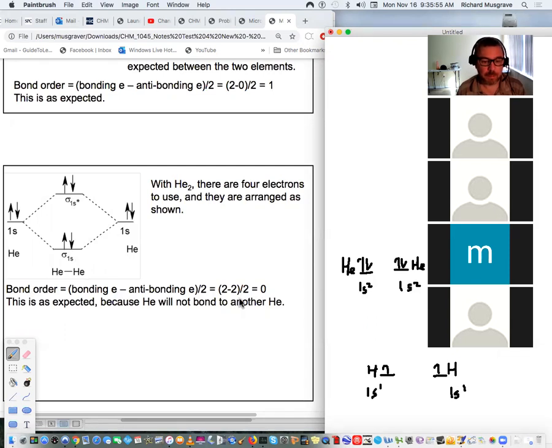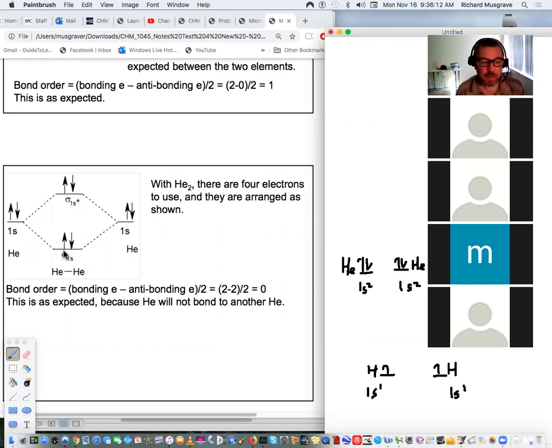That's all. It's a bond order of 0. And that's what we expect as well. Helium doesn't react with anything. It certainly doesn't react with itself to form He2. And the reason is because those 2 electrons end up in the bonding and the antibonding type orbital over here.